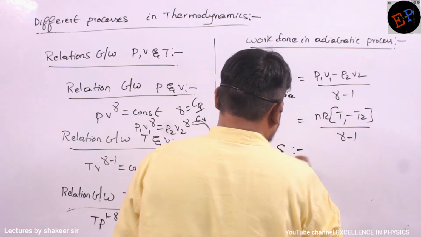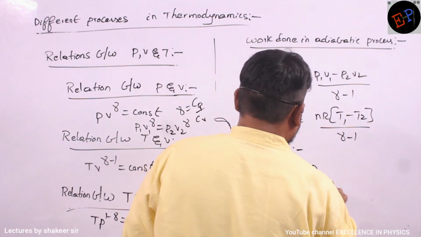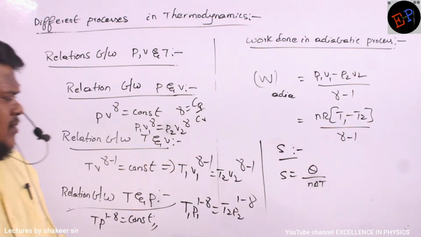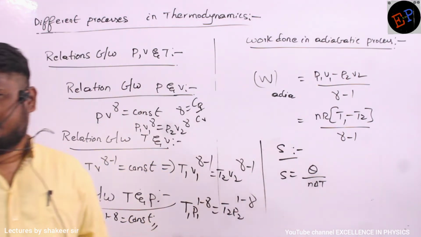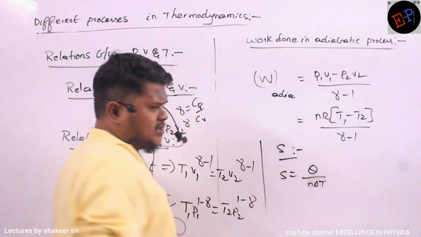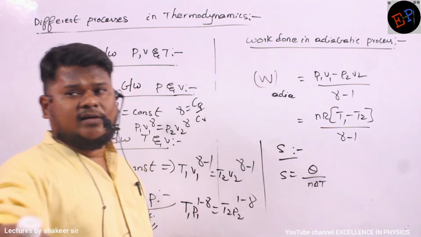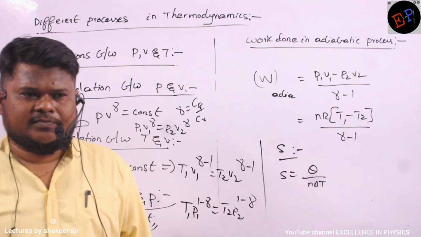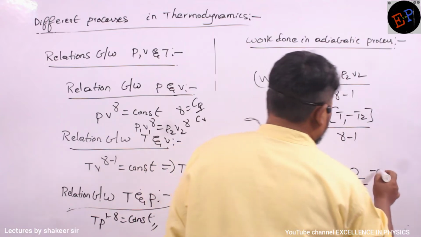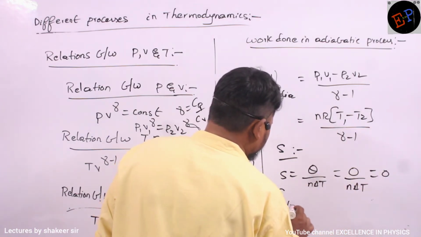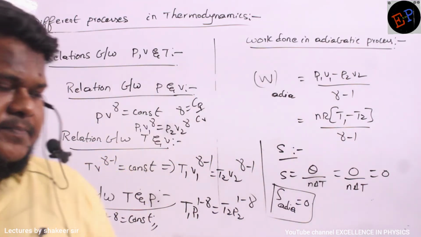Specific heat. What is the equation of specific heat? Q divided by n delta T. This is the equation, no? Now what about Q? Q is 0. In an adiabatic process, Q will be 0. Clear? n is not 0. Change in temperature is not 0. Temperature can change. Only heat energy cannot enter into the system, and heat energy cannot go out of the system. That's it. So 0 divided by n delta T, 0 by anything is 0. So what is the specific heat of an adiabatic process? The specific heat of an adiabatic process is 0. Is it clear? That's it.